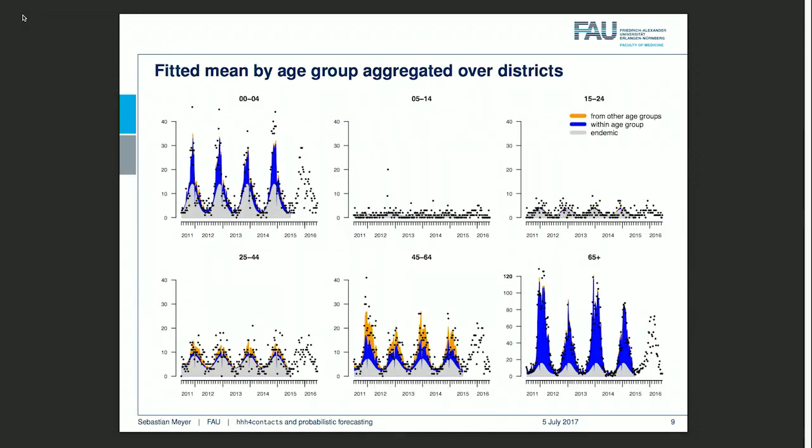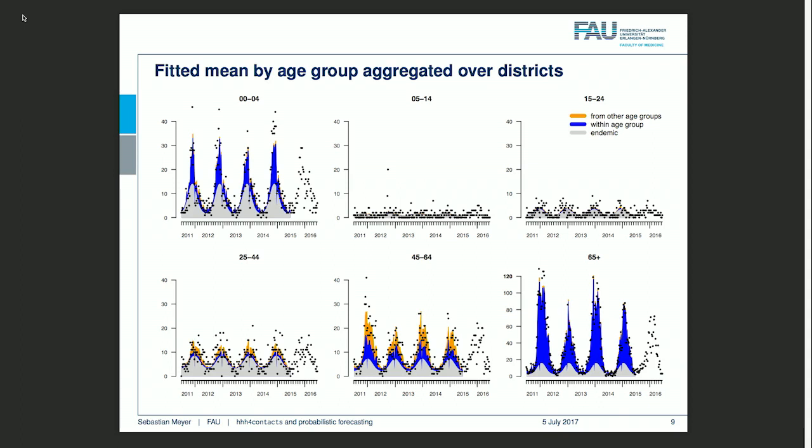Okay, and what we get out of this is, for example, we can look at the estimated mean decomposition by age group aggregated over all the districts. We would see that in the oldest age group there's a considerable amount of transmission within the same age group. So people, let's say, how do they call these? In the residences for old people, I don't know the name. So there the disease spreads predominantly within the same age group. This is reflected by the large blue contribution here.